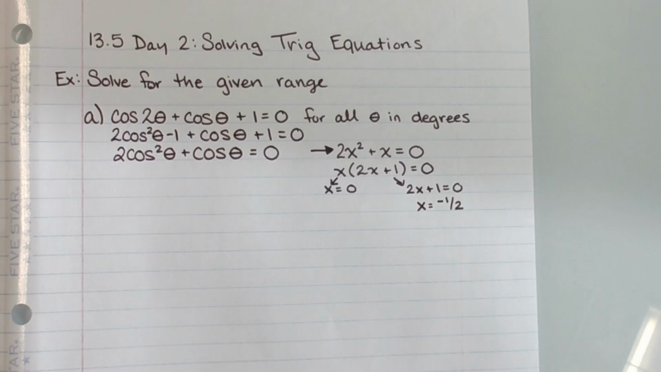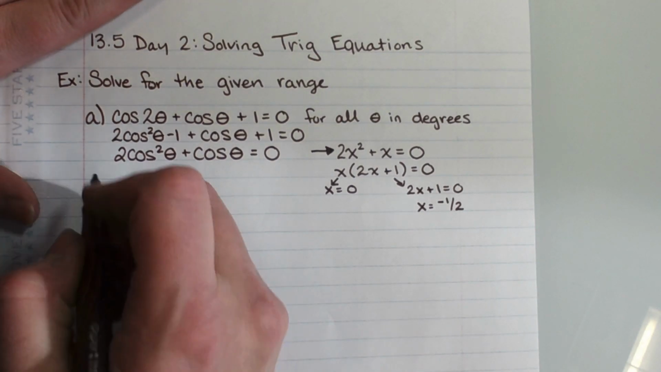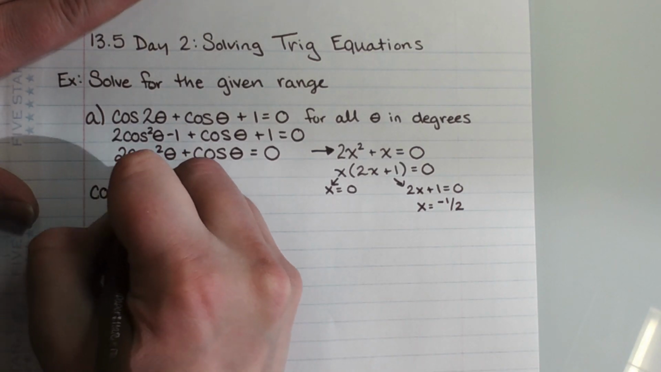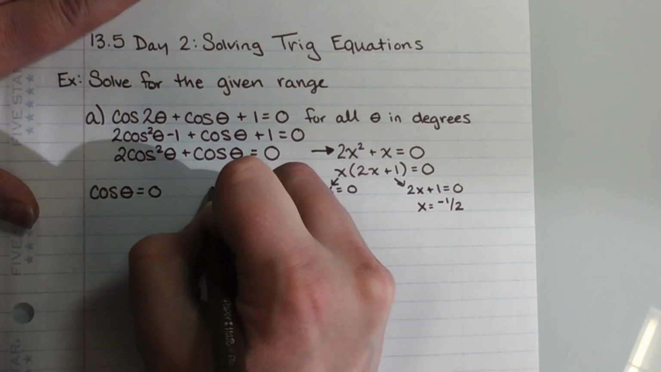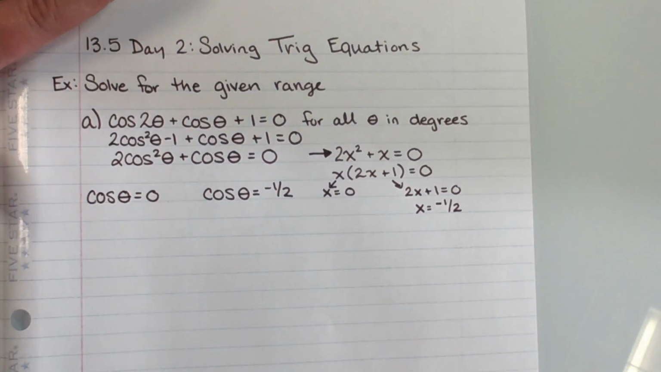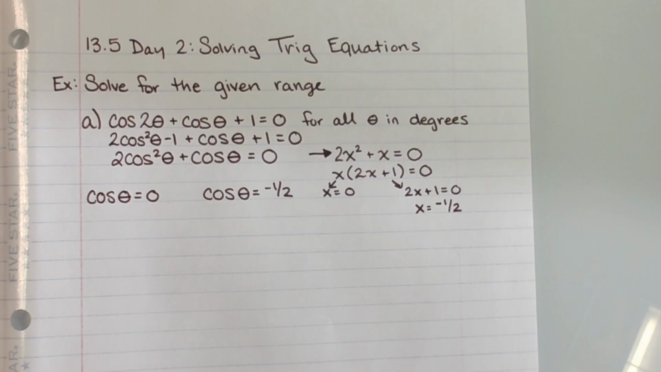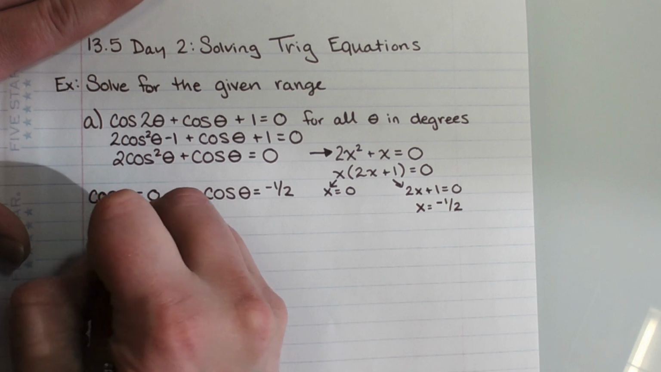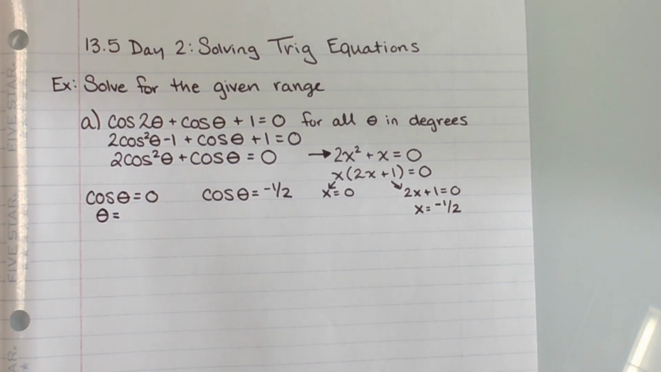Now I didn't have to change it to x. I could have dealt with those in this way, but you do need to remember, it wasn't x we were solving for. X replaced cosine. Nor was it cosine that we were solving for. It was theta. If cosine is 0, theta is equal to what angle?